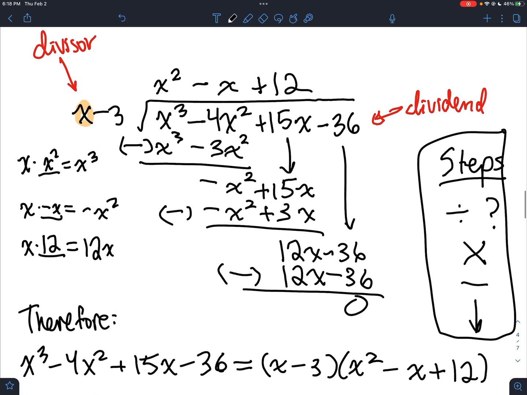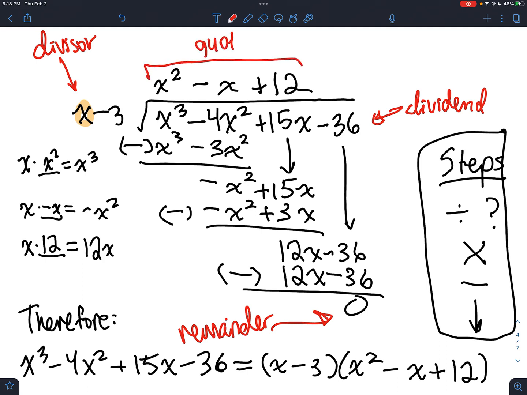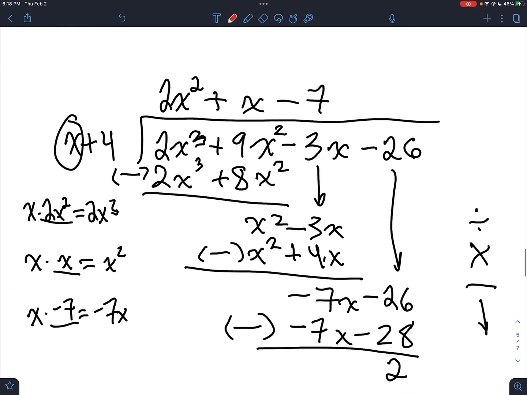If we go back up, I meant to talk about some of the vocabulary. So this is the divisor, this is the dividend, and this right here is the remainder. We hope it's 0 because that means it factored evenly. And then this right here is called the answer, or the quotient.